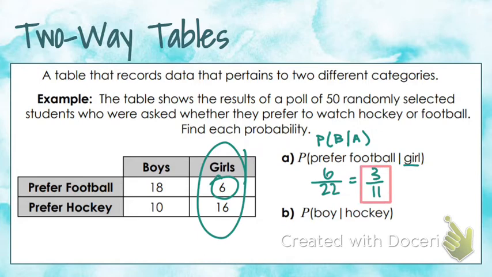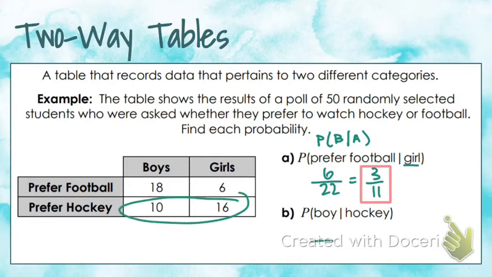Okay. Probability of being a boy given that they prefer hockey. So given that they prefer hockey means that we are choosing from these numbers. So that's 26 total that prefer hockey. And we want to know how many of those are boys. 10 of those are boys. So 5 in 13 of people like hockey are boys.